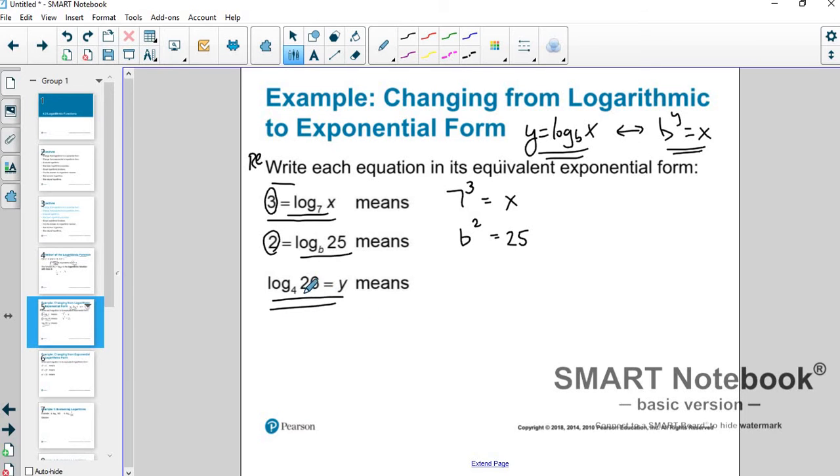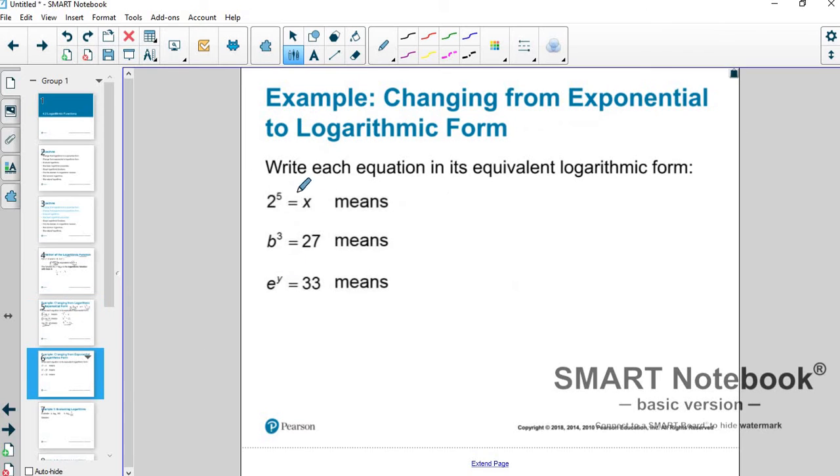Okay, so what is this last one? What's the base? Doesn't matter what order this is in. The base is the base 4. The number by itself in this case is not a number, it's a variable y, and then the 26 is left over. So this is log base 4 of 26 equals y, and this is 4 to the y equals 26. They both mean the same thing.